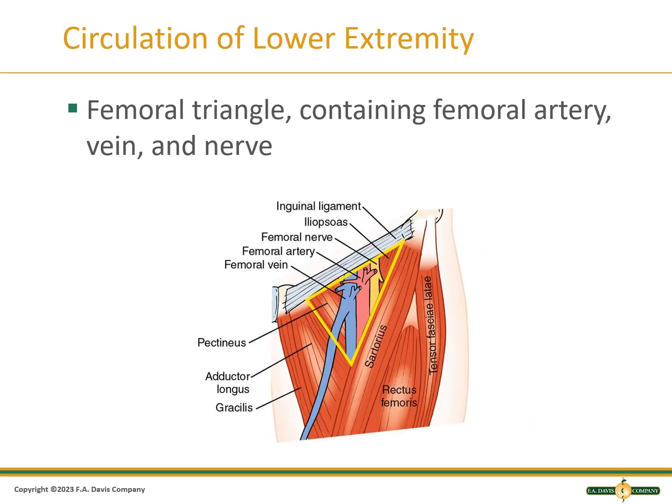Circulation is provided to the lower extremity via the femoral vein and artery, which enter the lower extremity via the femoral triangle. The femoral triangle is a space that's outlined by the pectineus muscle on the medial border, sartorius on the lateral border, and the inguinal ligament on the superior border, and it just creates a space for the femoral nerve, vein, and artery to pass into the lower extremity to provide blood circulation and innervation.